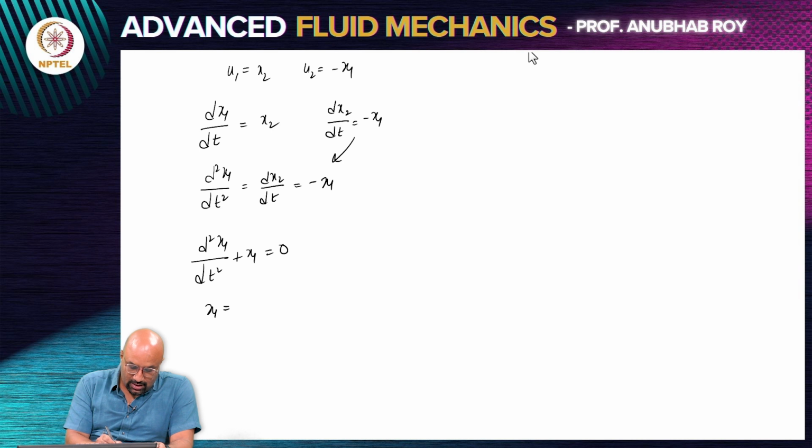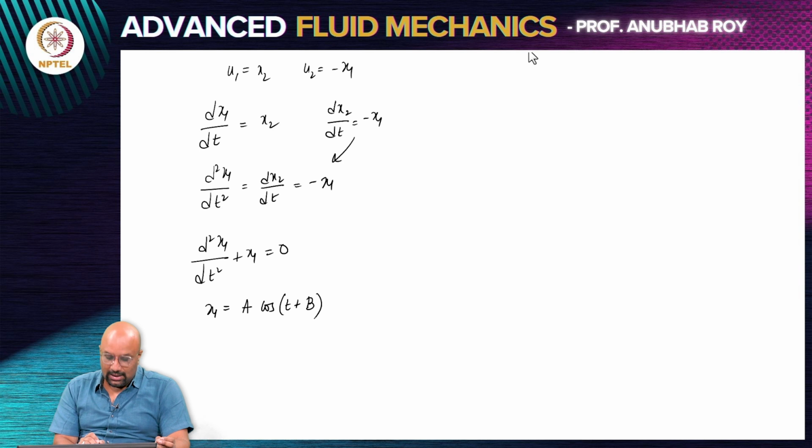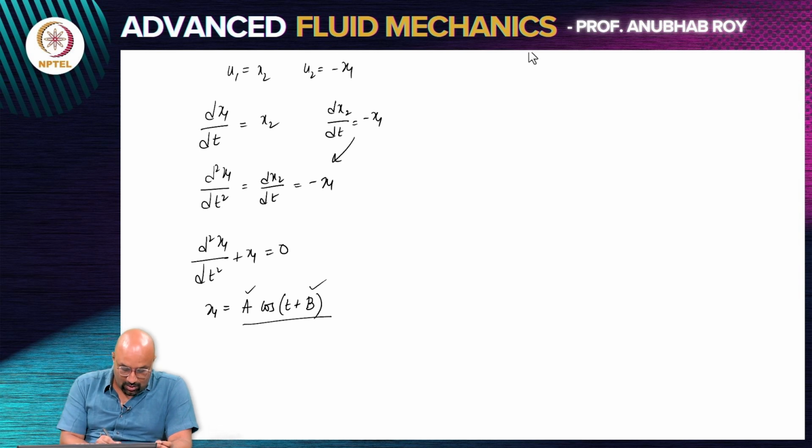So, x1 is some constant A cos(t plus some phase B). That is the general solution of this equation. You could write it also in terms of A cos t plus B sin t. I have just written it in terms of the two independent constants being A and B. Now, what about x2? x2 is dx1/dt, which means it is minus A sin(t plus B).